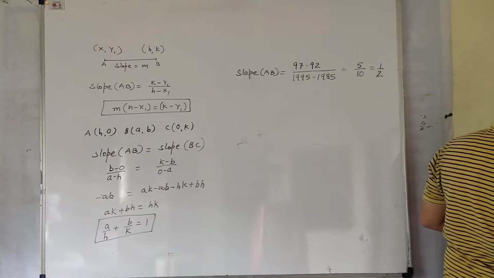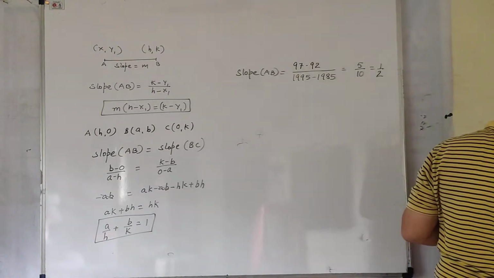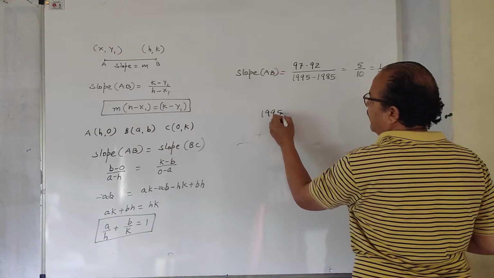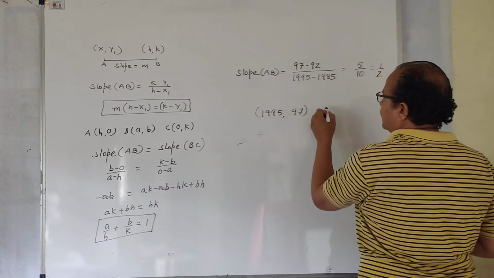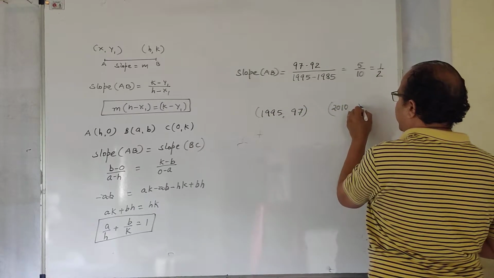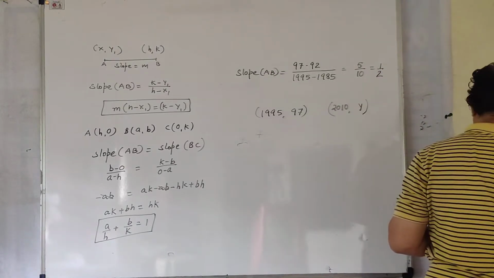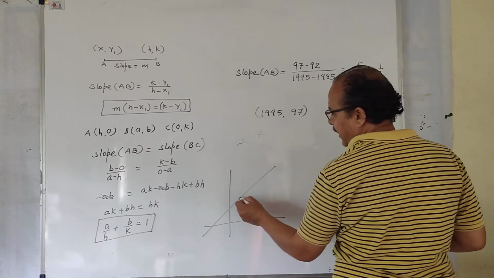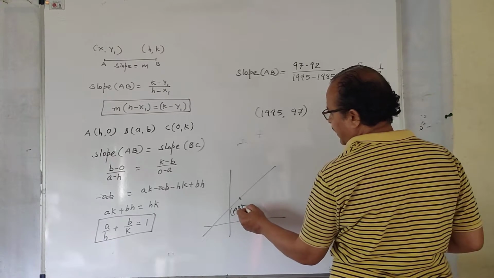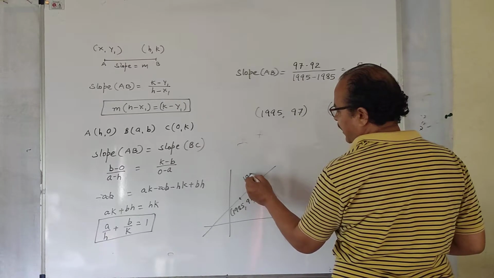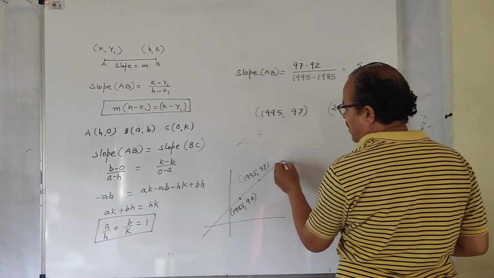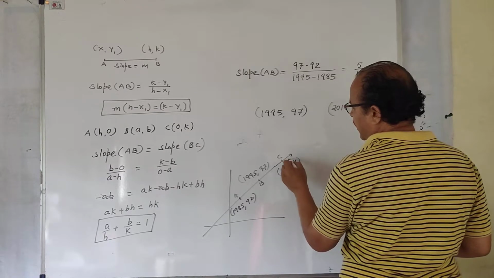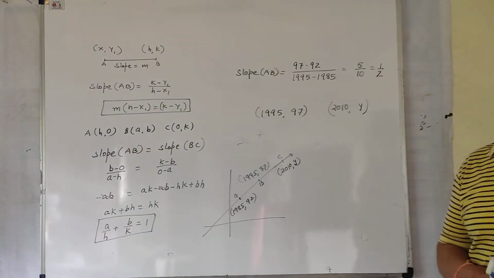When the slope is 1 upon 2, what they are asking? They are asking that what will be the population in the year 2010. तो 1995 के साथ 97 है, 2010 के साथ में क्या होगा? तो ये जो पॉइंट है आपका, जो इन्होंने पॉइंट दिए हुए हैं, A पॉइंट 1985 और 92, जो आपको B पॉइंट दिया है वो 1995 और 97, और जो आपको C पॉइंट अपन ले रहे हैं अभी 2010 के लिए, ये सारे पॉइंट एक ही लाइन में हैं.